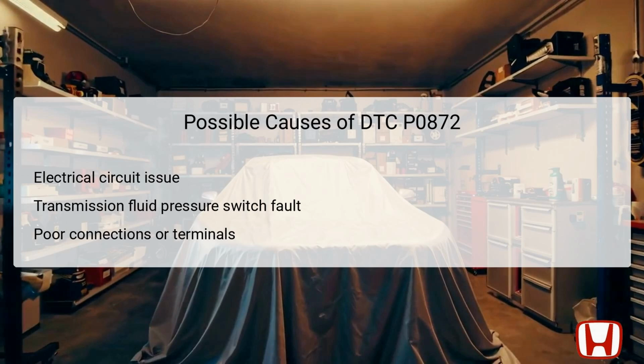Secondly, the transmission fluid pressure switch itself may be faulty or malfunctioning, which directly affects its ability to provide accurate readings to the PCM. Additionally, poor connections or loose terminals can contribute to erratic performance, leading to intermittent circuitry problems that result in this DTC. Each of these potential causes must be rigorously tested and addressed to restore normal functionality to the transmission system. By identifying the root cause accurately, mechanics can implement effective repairs and prevent future occurrences of this fault.